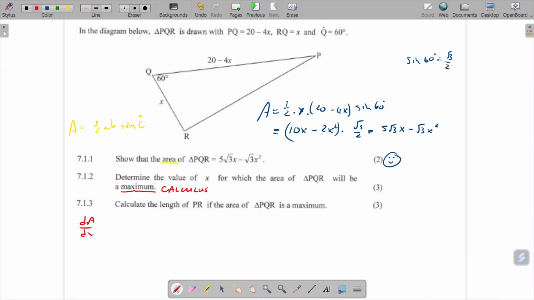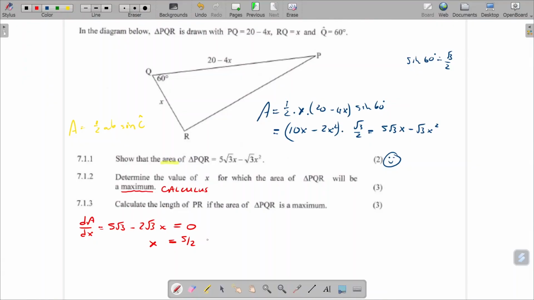So we know that if A equals that, then dA by dx will equal the derivative, so that's 5 root 3 minus 2 root 3 x. And to find a maximum, you take the derivative and make it equal to 0. I can divide by the root 3's, and so x equals 5 over 2 for my maximum. Determine the value of x for which the area will be a maximum. I've done that.